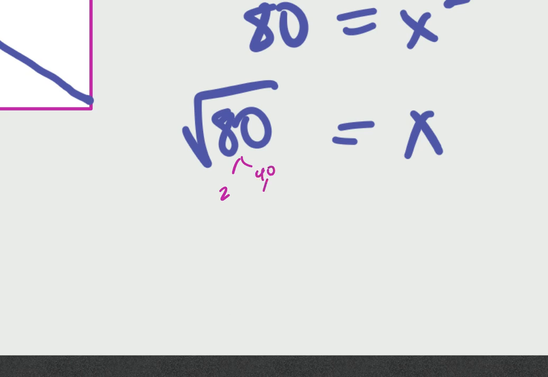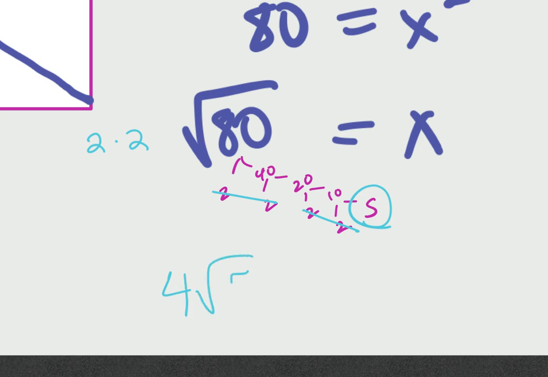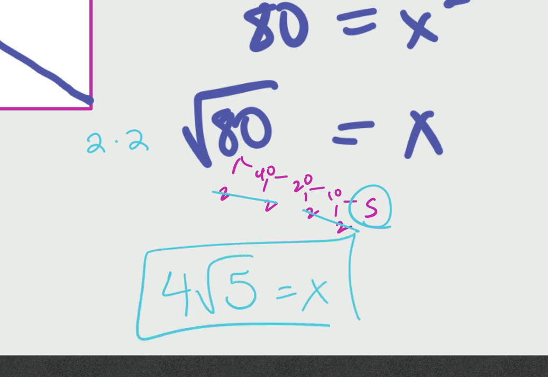2 and 40, 2 and 20, 2 and 10, 2 and 5. And there are 2 pairs of 2s and 1 single term by itself. So it'd be 4 square root 5. Come on. Nope. I mean, you can, but you won't get the full points.